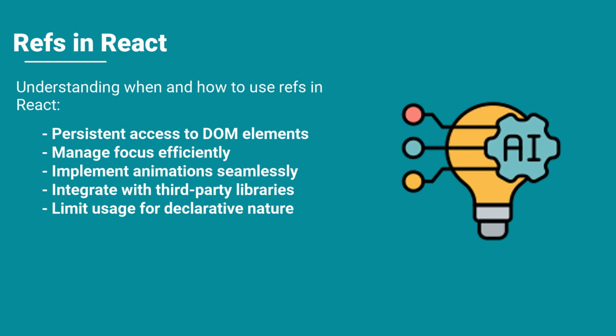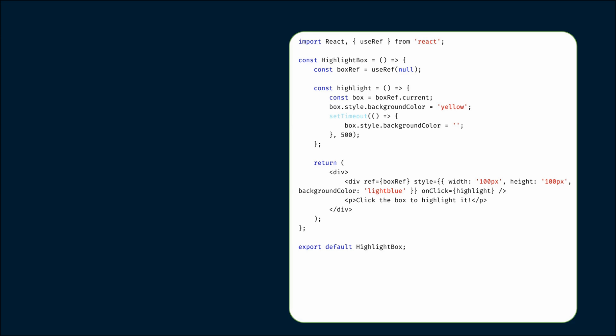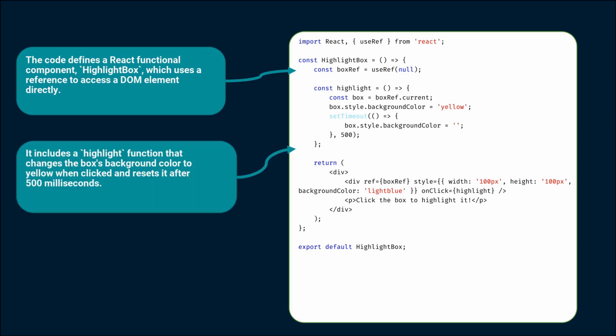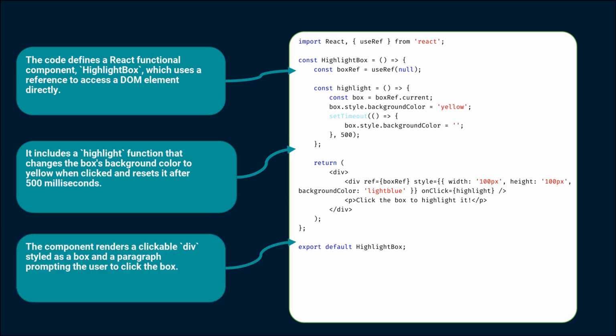However, keep in mind that using refs, when possible, should be limited as they break the declarative nature of React. Now let's implement a straightforward example that demonstrates how to trigger animations dynamically using refs in React. In this scenario, we create a component called HighlightBox that allows us to highlight a box when it is clicked. To achieve this, we utilize the useRef hook to create a reference to the box's DOM element.